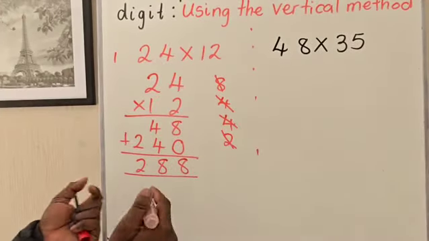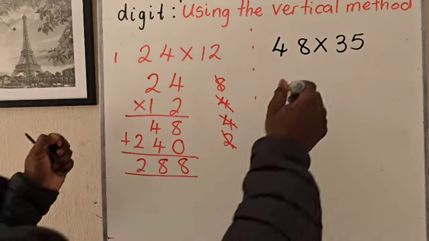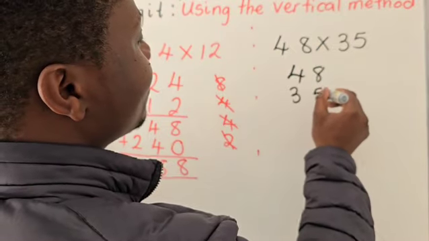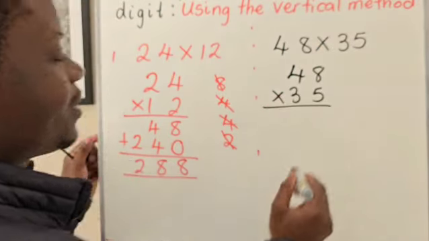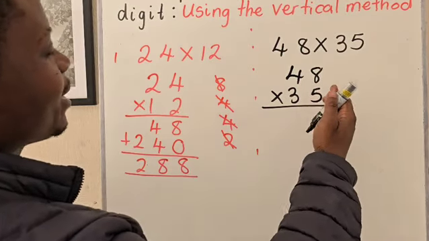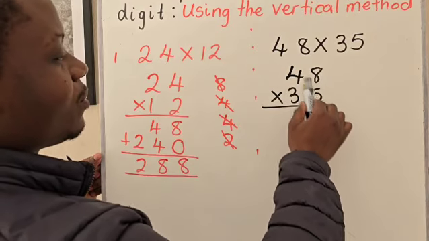How about this one that looks a little bit complicated? Let's do the same thing using the vertical method. So that's 48 times 35. So the first thing that we said is you always have to multiply using your units. The last number on your right going to the left. So the units will multiply 8 and this unit will multiply 4.